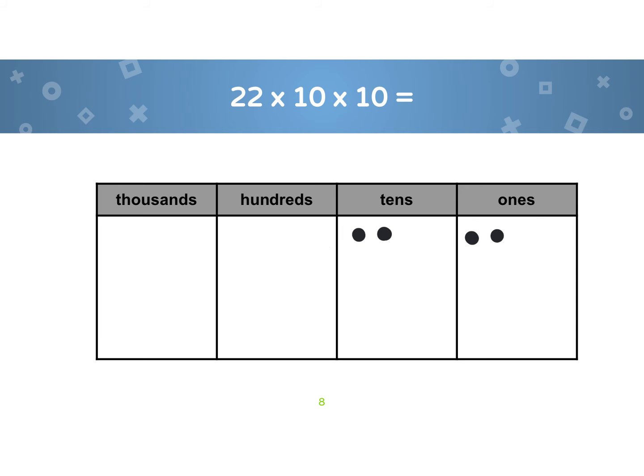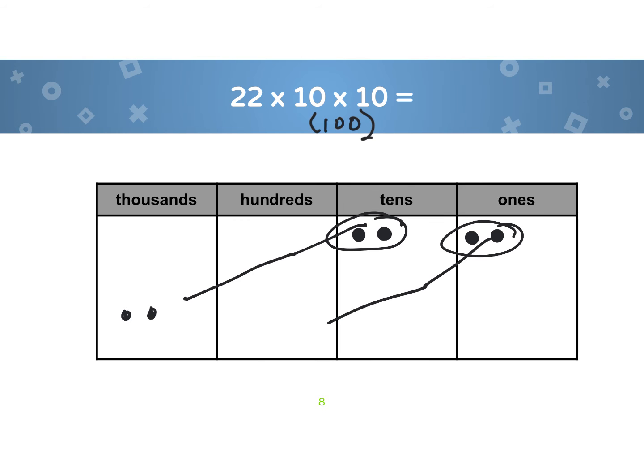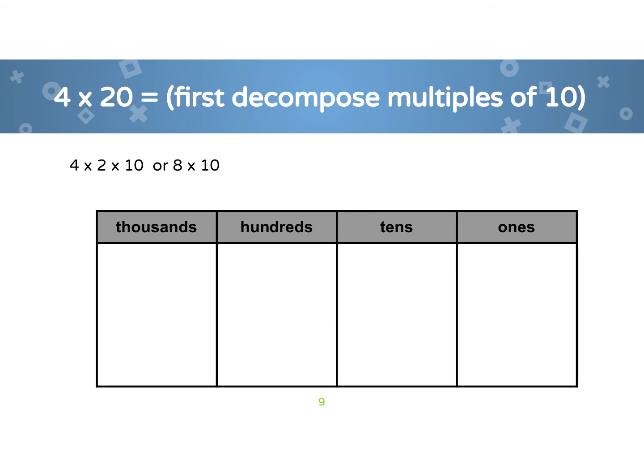Okay, here we have 22. I've put 22 on my place value chart. And we could say 22 times 100, or we want to decompose the 100 into 10 times 10. So we take our 2 tens times 10 times 10, we get 2,000. And we take our 2 ones here times 10 times 10, and we get 200. So then our answer would be 2,200.